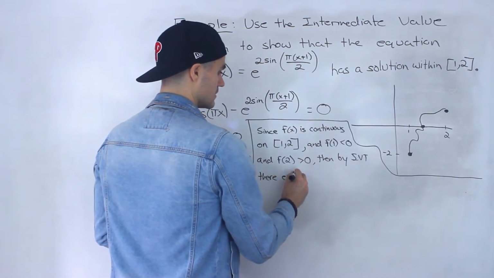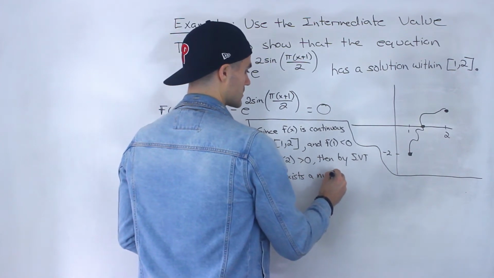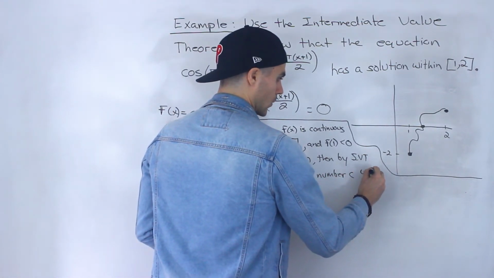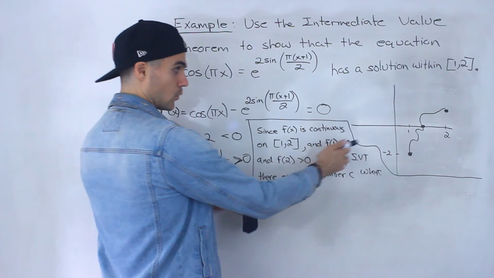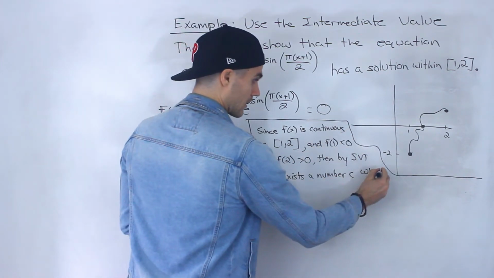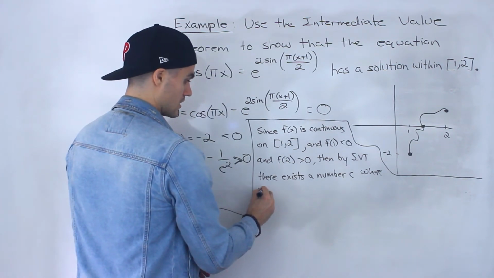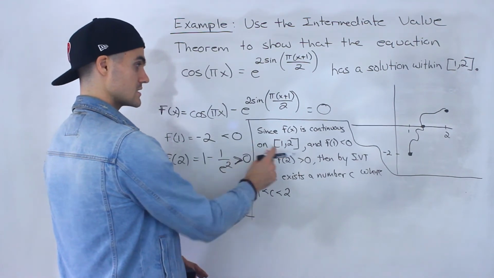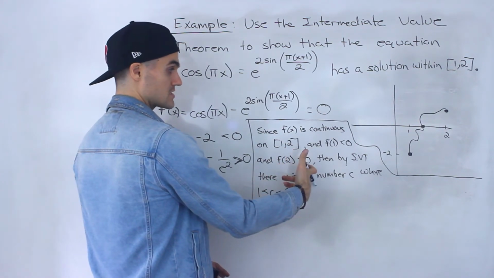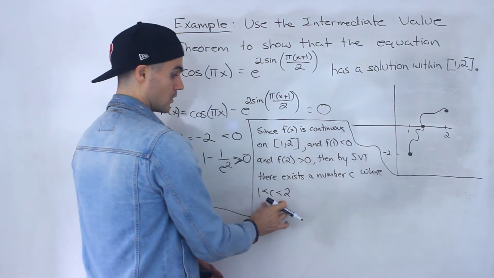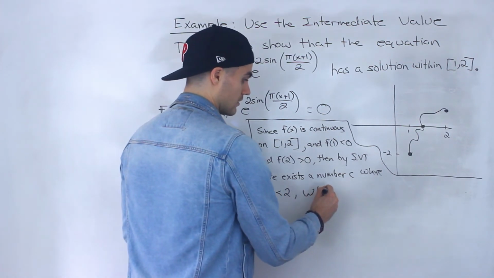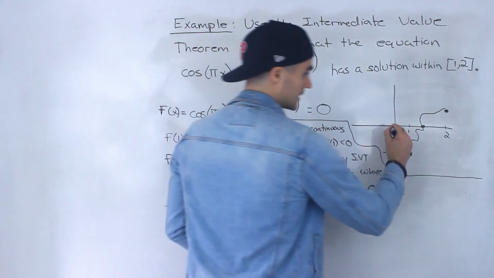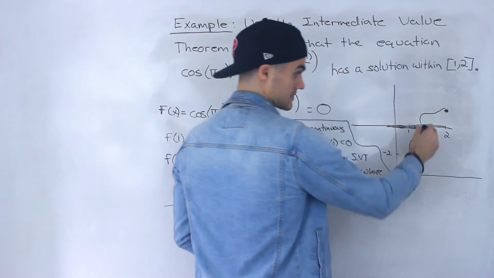there exists a number, let's call it C. There exists a number C where C is between 1 and 2. Let me read this. Since f of x is continuous on this interval and f of 1 is less than 0 and f of 2 is greater than 0, then by the intermediate value theorem, there exists a number C where C is between 1 and 2, where f of C is going to equal 0. Where it's going to equal a y value of 0, where it's going to cross that axis at some point.